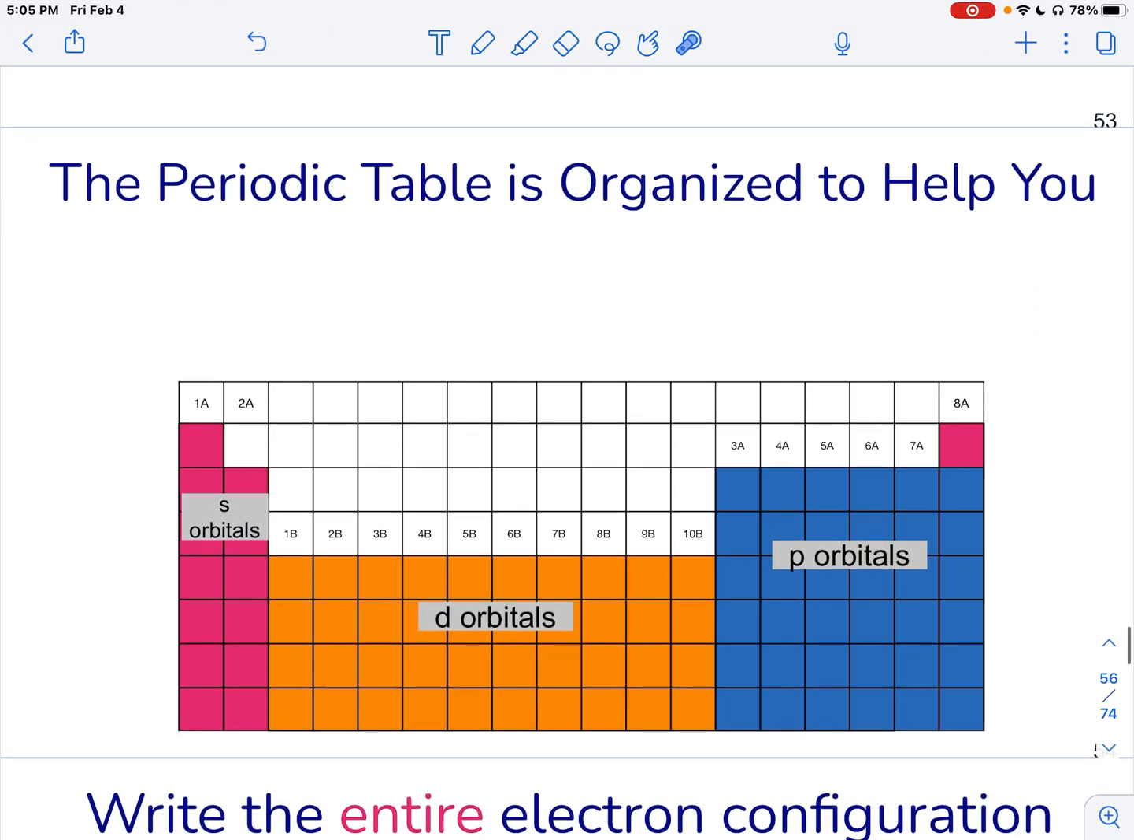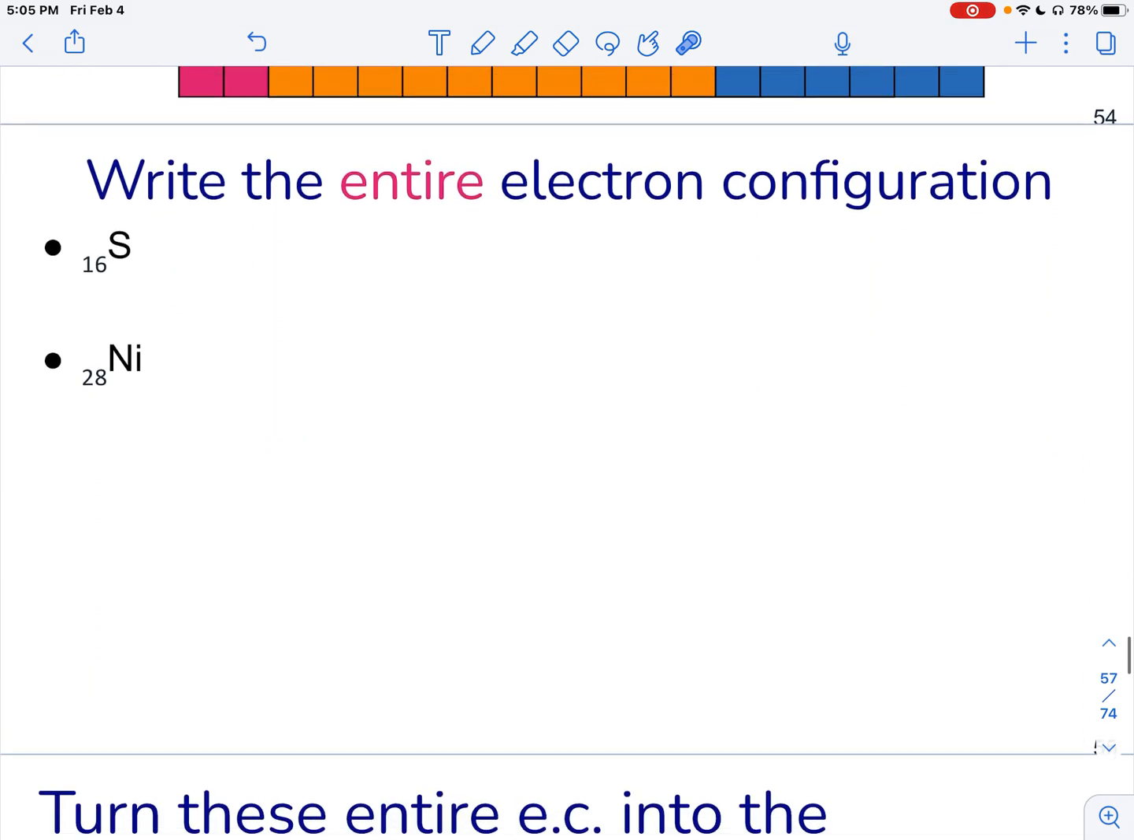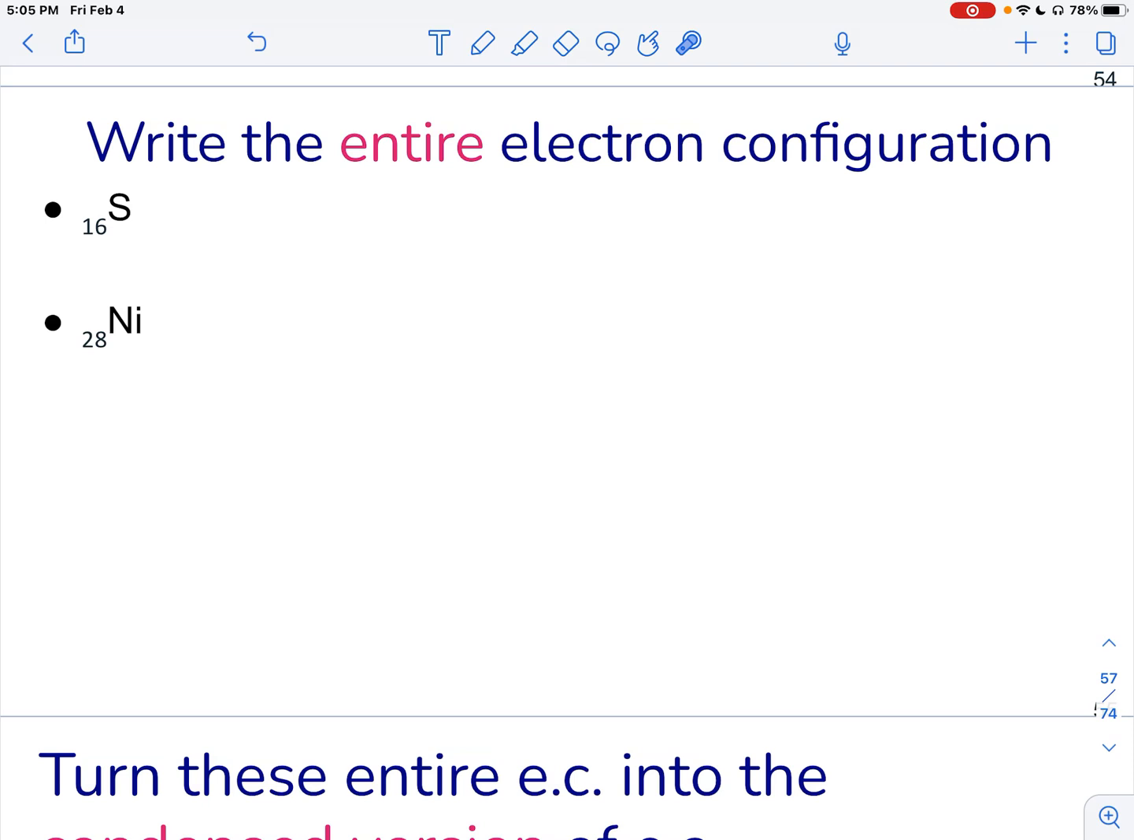You also might remember that the periodic table is organized in a way that can help you out with that. And we'll go over a little bit more about what that means with some of our examples. So before we get to specific types of questions that you might be asked on the AP test, I just want to give you a chance to review electron configurations for yourself.